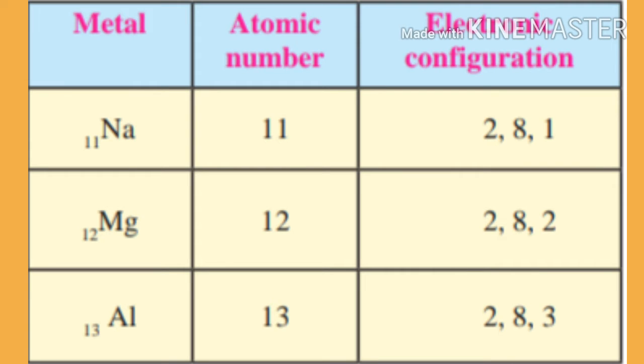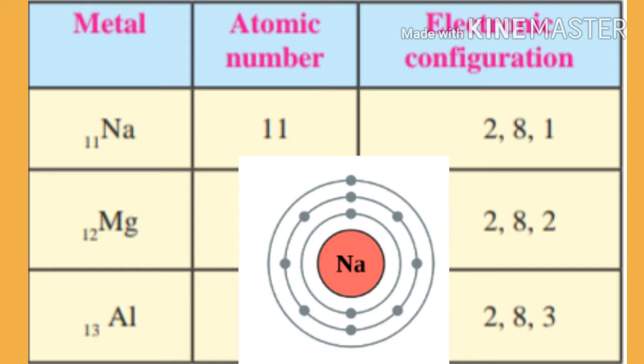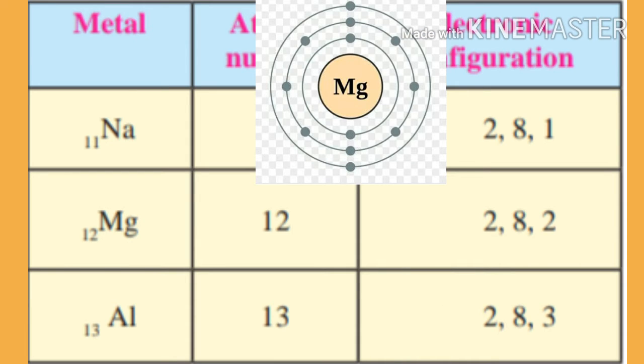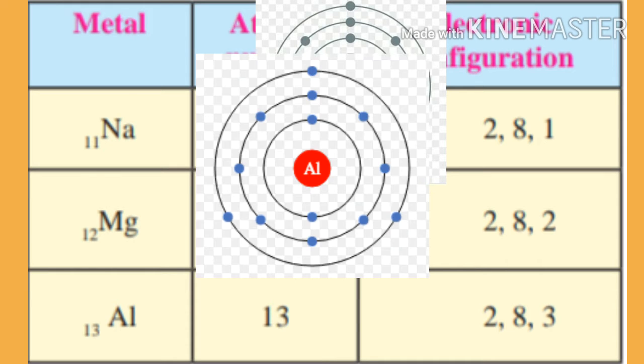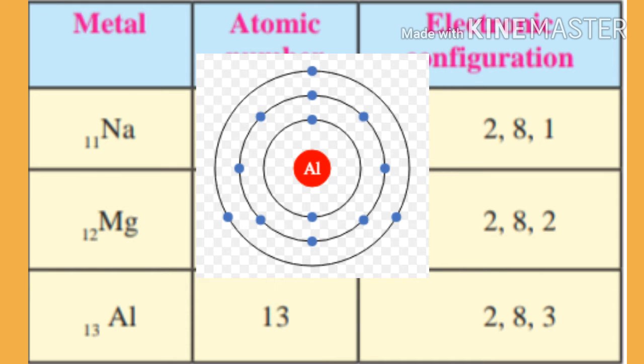Sodium metal, which has atomic number 11, and the electronic configuration is 2, 8, 1. Next element, magnesium, atomic number 12, electronic configuration is 2, 8, 2. Aluminium, atomic number 13, electronic configuration is 2, 8, 3.